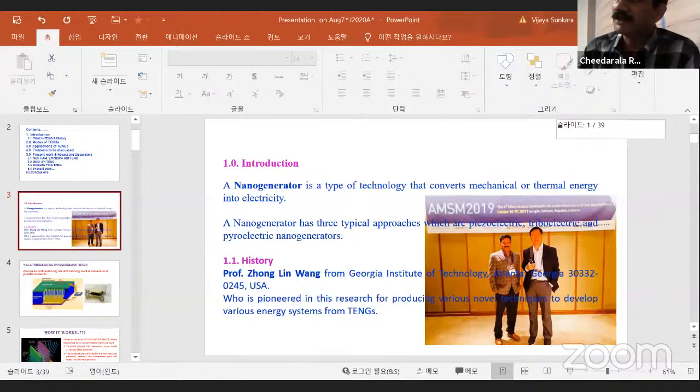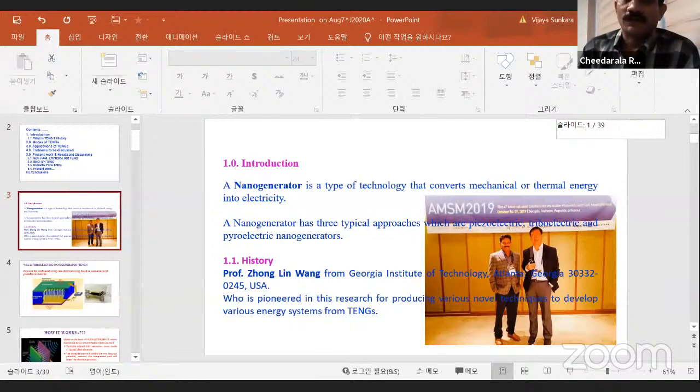The history mainly depends on Professor Wang, who is at Georgia Institute of Technology. He is the inventor of the triboelectric generators. He is the pioneer and he developed various systems to generate the power.